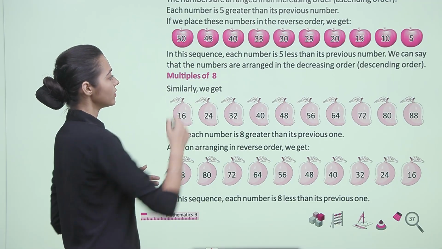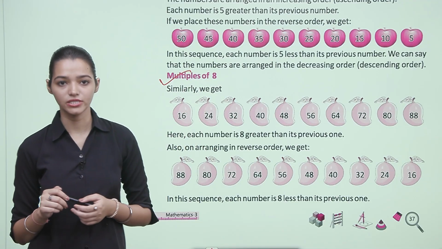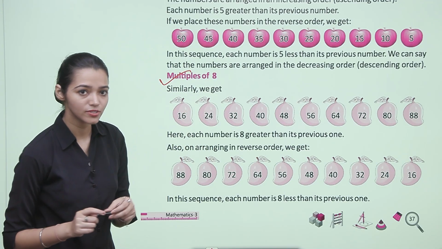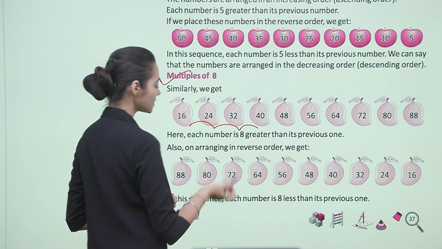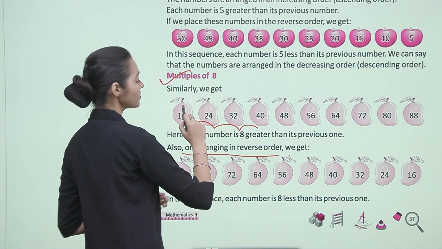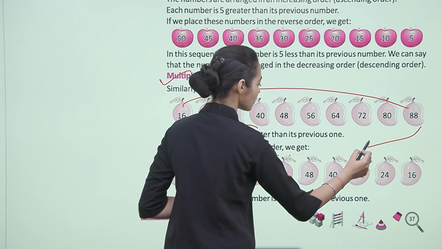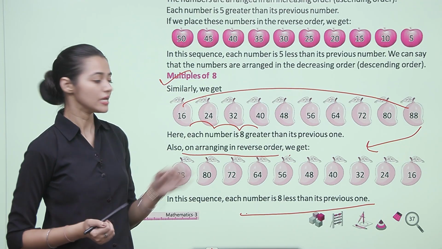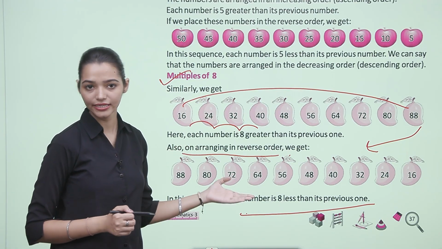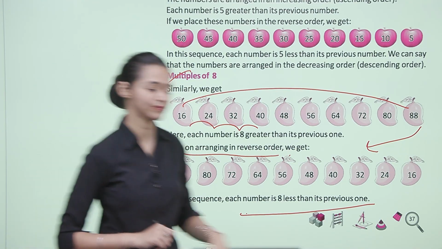Now the next one is our multiples of 8. Similarly, we get our multiples of 8, that is each number is 8 greater than the previous one. Also, if we arrange all these numbers in the reverse order, we will get the descending order of this sequence. Here we arrange them in the ascending order, and here we arrange them in the descending order.